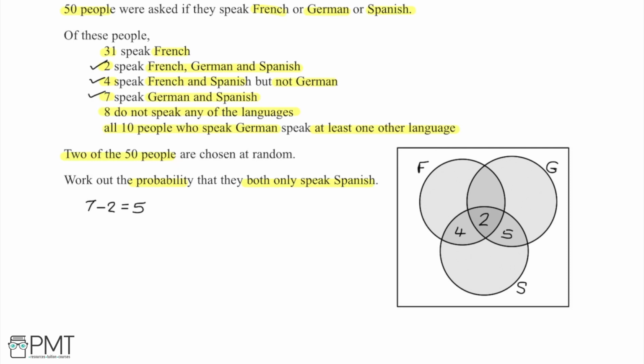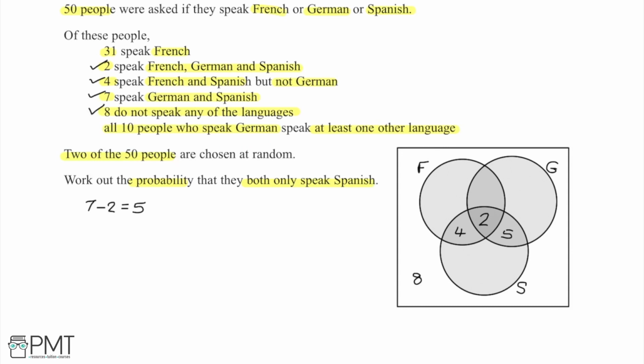And then the next point, we're told that 8 don't speak any of the languages, so we can put an 8 outside all 3 of the circles. It is important that we do write that down because when we're looking at the ends to fill in the gaps, we need to make sure that all of the numbers should sum to 50, the total number of people that were asked. We're then finally told that all 10 people who speak German speak at least one other language.